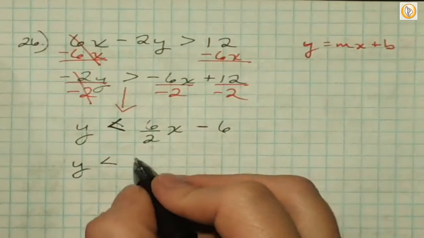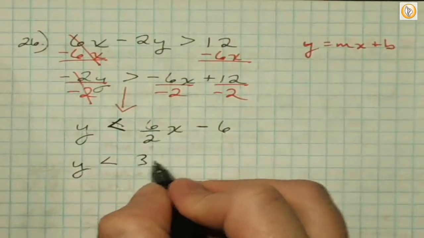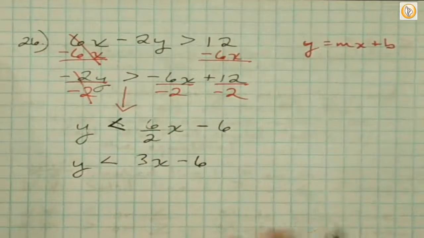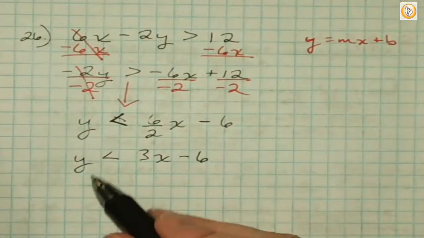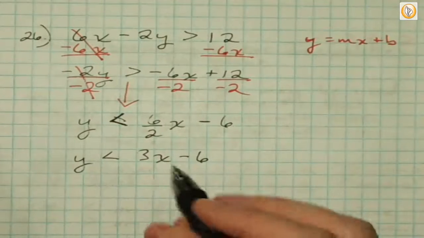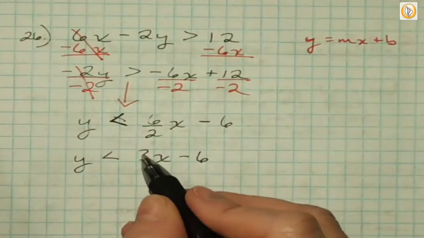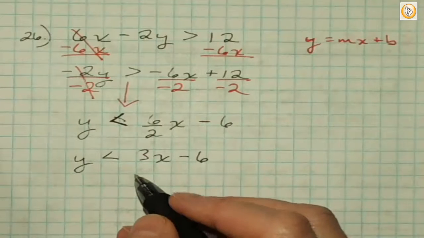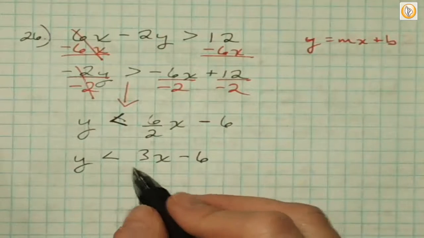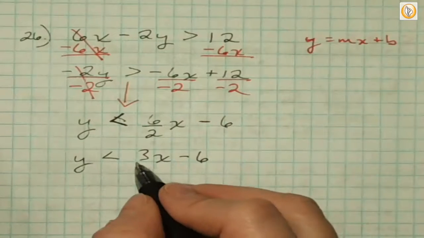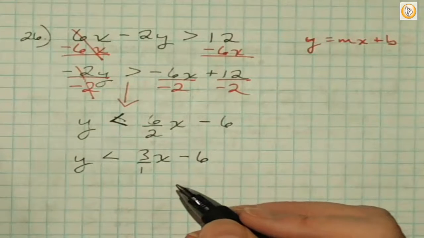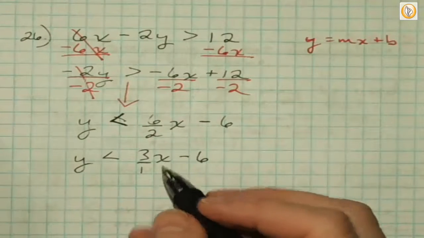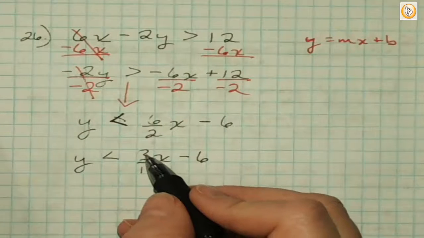Okay, 6 divided by 2 is? 3. So 3x minus 6. Does everyone see how he got that? Yes, but isn't it supposed to be 3 over 1x? This is the equation. You can say 3 over 1. It's the same thing as 3. But aren't we supposed to when we're graphing it? But that's just the equation. If you want to put 3 over 1, that's fine. Will the equation still be right? Yeah. But you also have to understand that it's the same as just saying 3x.